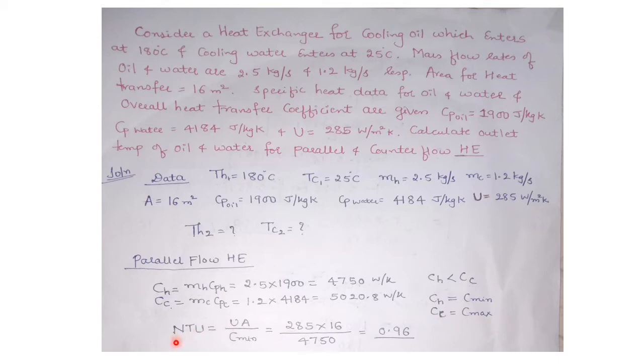Also we know the formula, this NTU, the number of transfer units, is given by U into A divided by C minimum. U, the overall heat transfer coefficient, is given, and area of heat transfer is given. C minimum is the minimum value of both of these, so C minimum is 4750. So my NTU is 0.96.